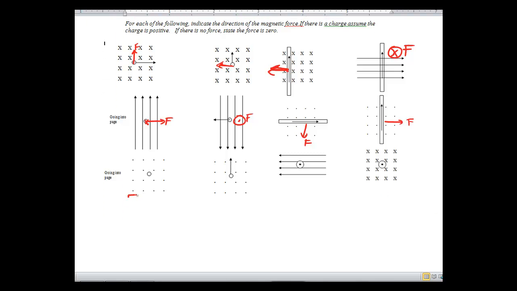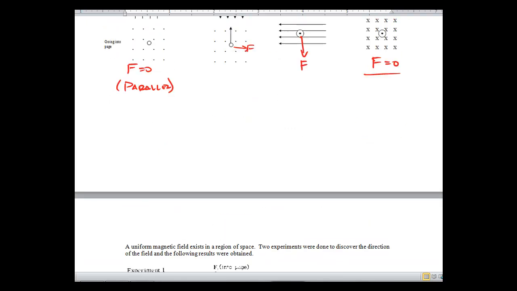Parallel, so we have force equals 0. Here we have our particle moving up, field out of the page, so the force is to the right. And here we have the current coming out of the page, field to the left, so the force is down. And then again, the force is equal to 0 because these things are parallel or anti-parallel, in the same direction. There's no perpendicular component at all.